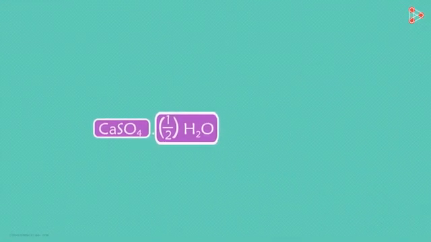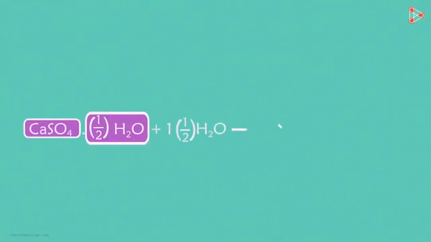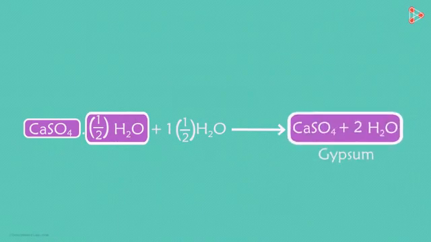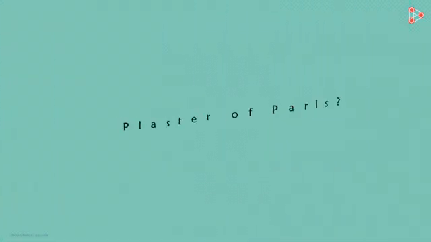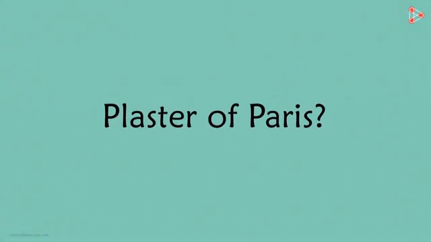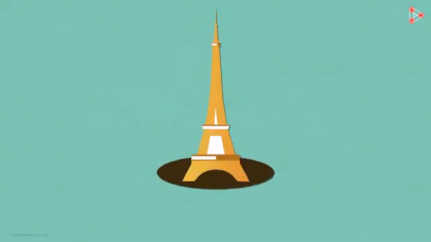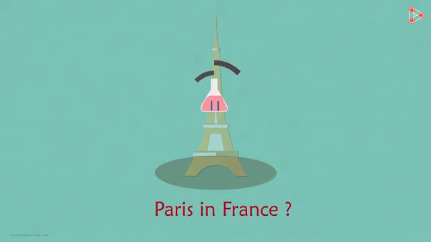After addition of water, plaster of Paris is again converted into gypsum. Okay, are you wondering how we are able to see just half a water molecule here? Is that possible? It's written like this because 2 formula units of calcium sulfate share 1 water molecule. And why do you think it's called plaster of Paris? Does it have anything to do with the city named Paris in France?